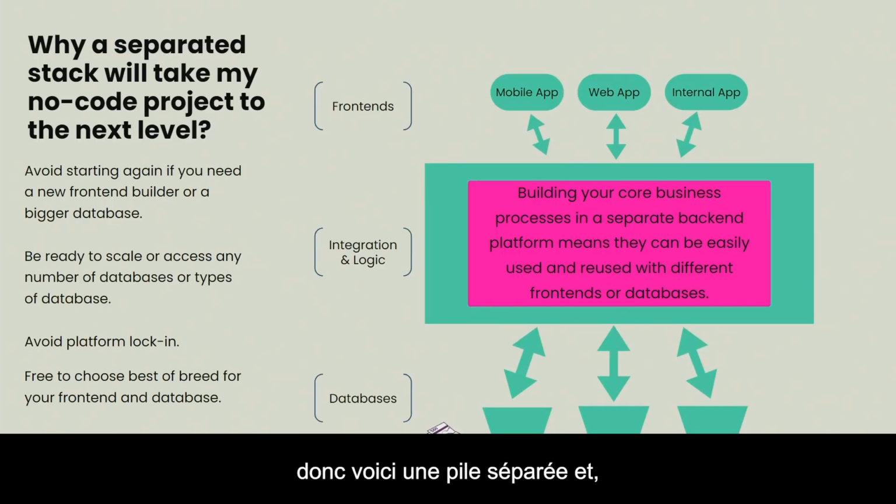So here is a separated stack, and this brings us back to the slide earlier where you've had your database and your integration and logic layer and your front end. And here you've got these buckets at the bottom. They represent your databases, and hopefully the bigger they are, the more money you're making, the more data you've got. And then at the top, you've got various apps you're serving, various front ends, and they're all served by your single point of your integration and logic layer.